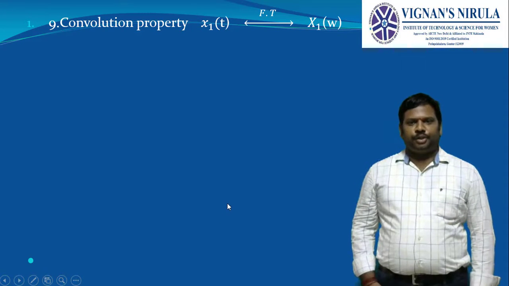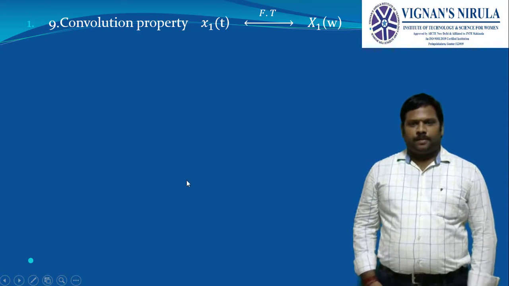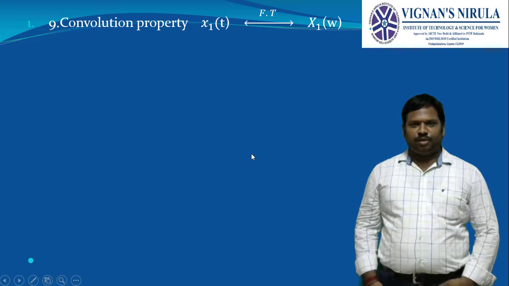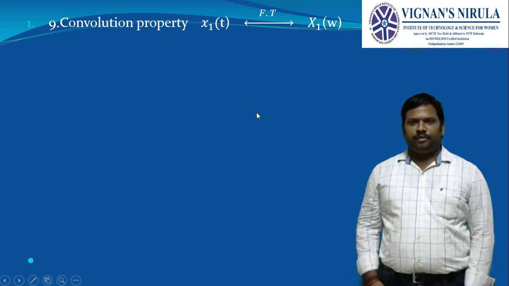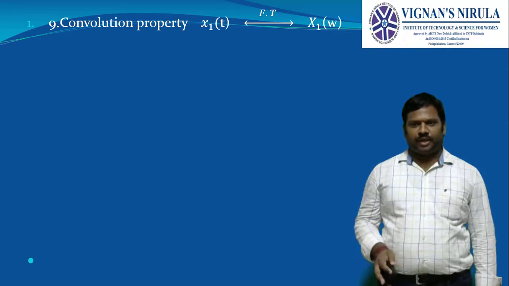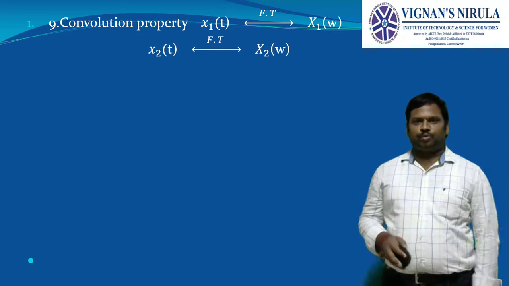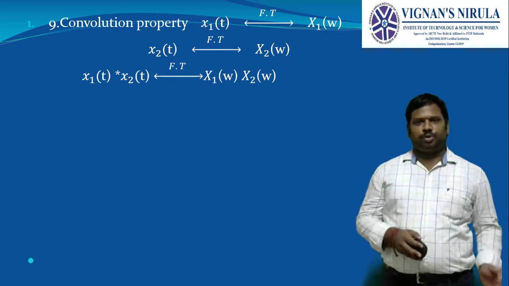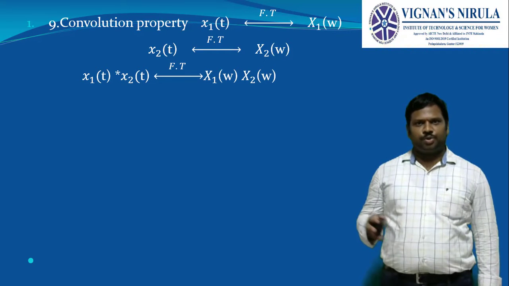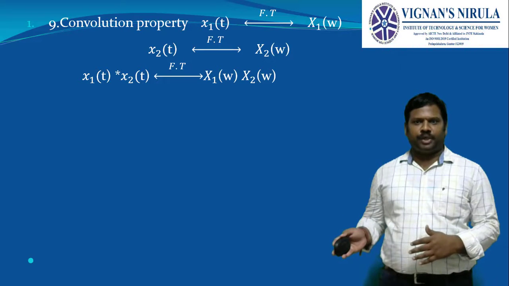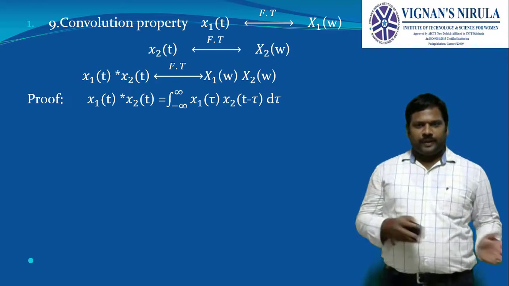Again, we'll continue with the different types of properties of the Fourier transform. The first one is the convolution property. In the convolution property, x1 of t has Fourier transform X1 of omega, and x2 of t has Fourier transform X2 of omega. We take the convolution of the two signals, x1 of t convolved with x2 of t, whose Fourier transform is X1 of omega into X2 of omega.